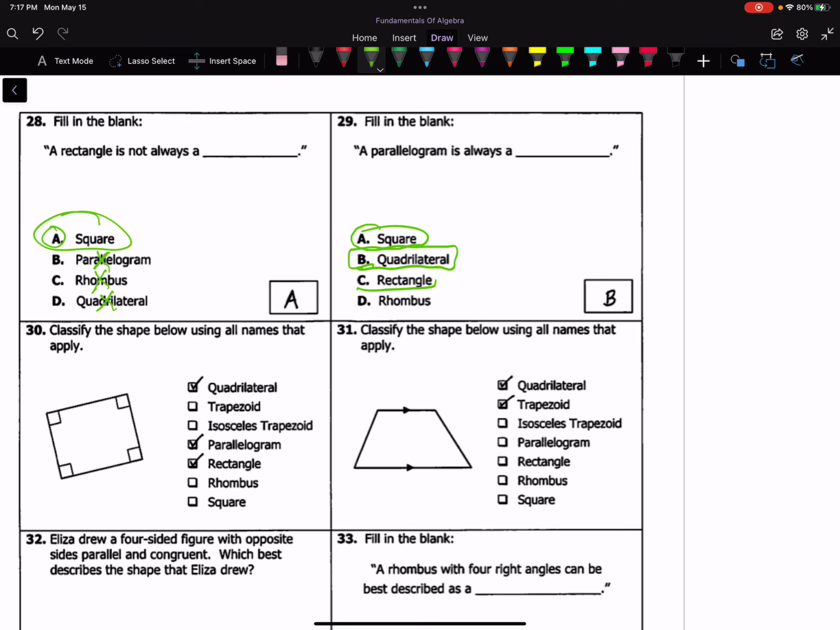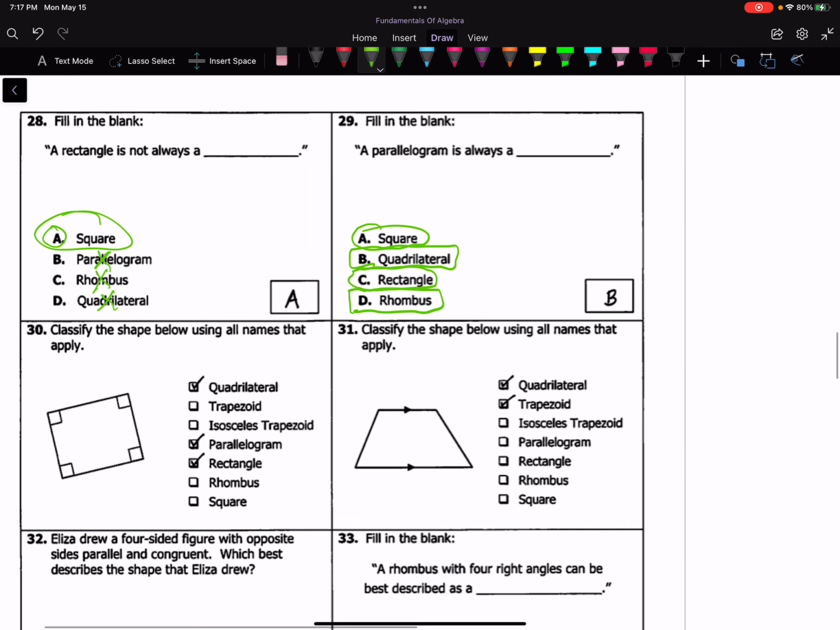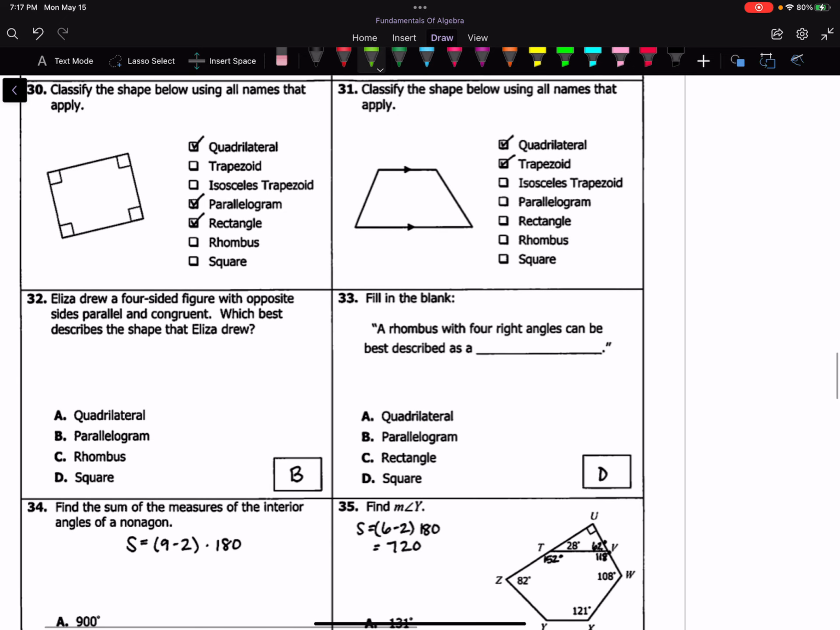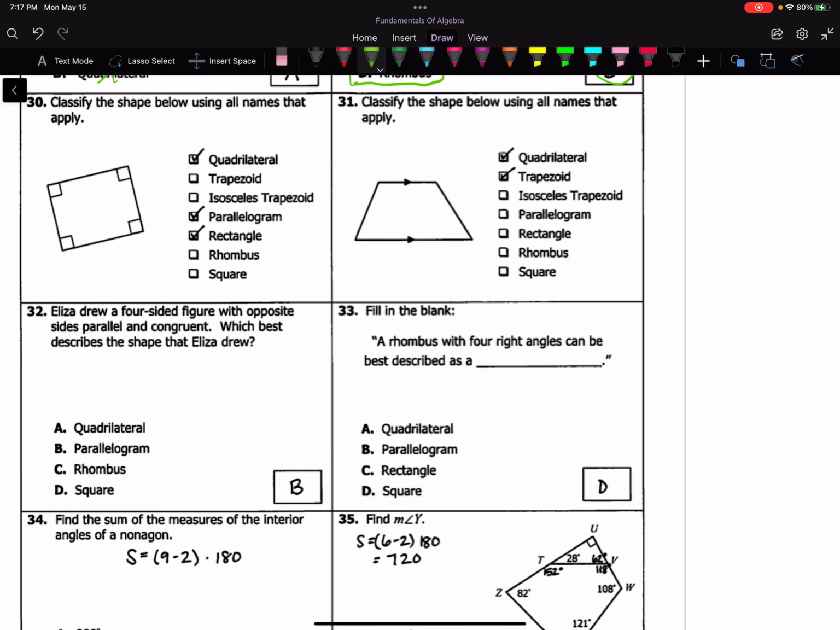Okay. Is it a rectangle? No, a parallelogram can be slanted on the side, not have right angles. And the rhombus, the definition of a rhombus is a four-sided figure without 90-degree angles. So the only one left is B for quadrilateral. Shape below, name all the names that apply. Is it a quadrilateral? Yes, it has four sides.